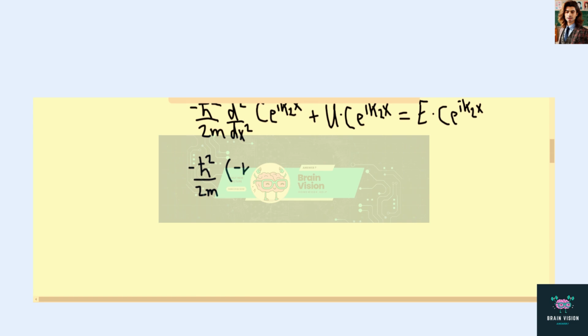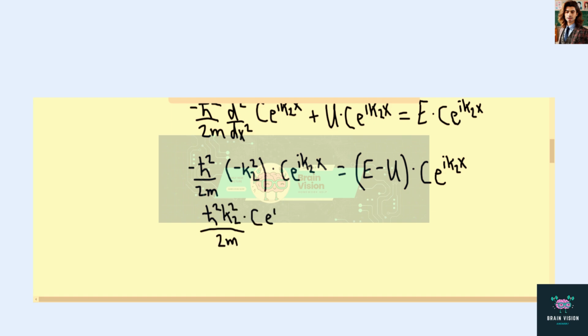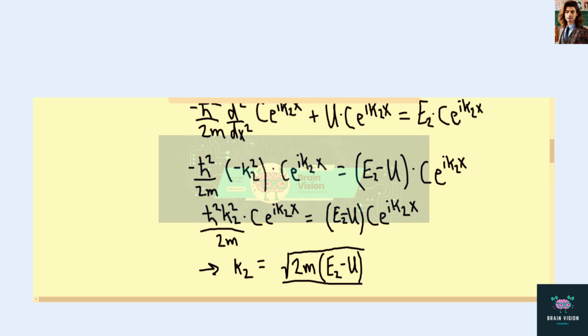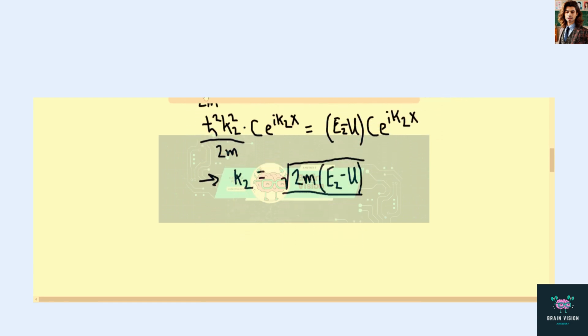As you take the second derivative, you can move U over to the right-hand side by subtraction, and you'd have E minus U, which is another constant. Instead of E, you just have E minus U. It's really E2, but we can label that as E2. Once you get h bar squared k2 squared over 2m, you'll have E2 minus U, and then you can take a square root, and you get that k2 is equal to the square root of 2m times (E2 minus U), over h bar.